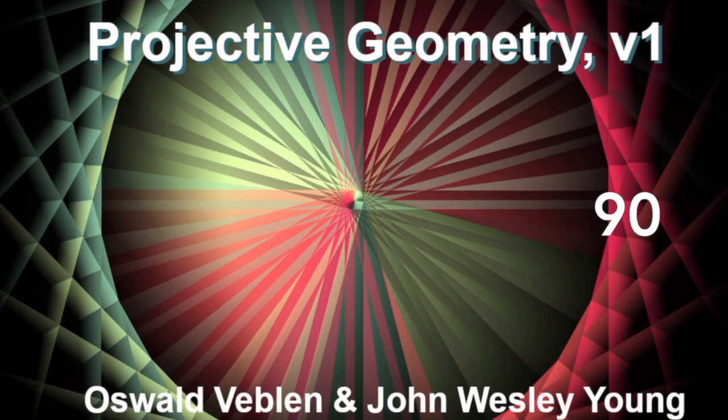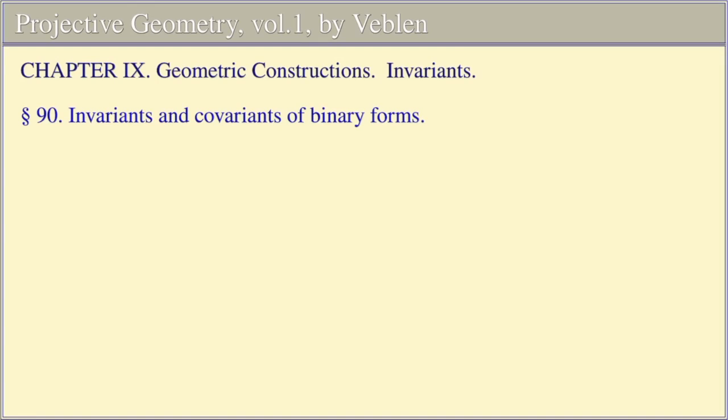Projective Geometry, Volume 1, by Oswald Veblen and John Wesley Young. Chapter 9, Geometric Constructions, Invariance. Section 90, Invariance and Covariance of Binary Forms.